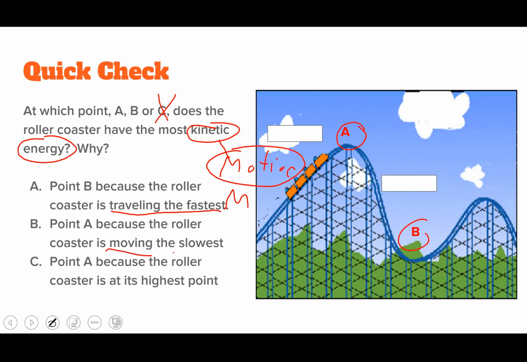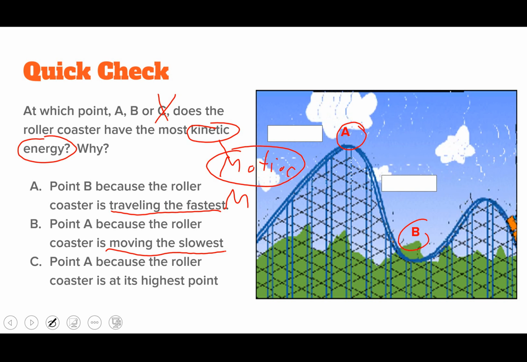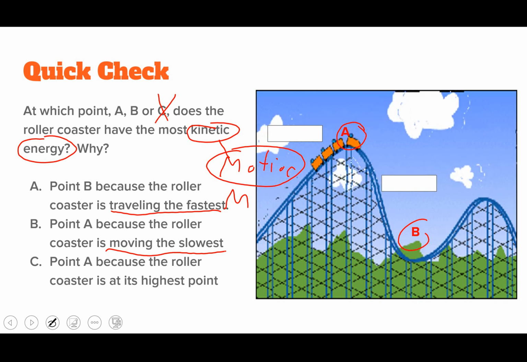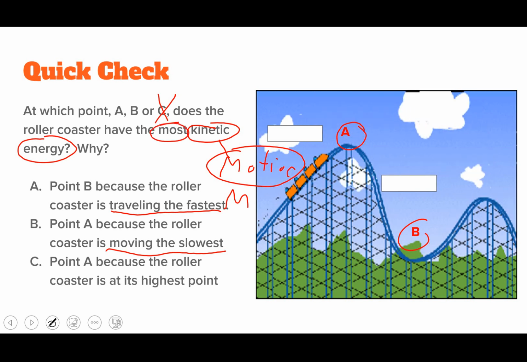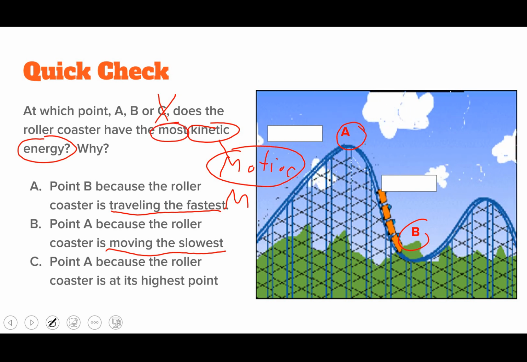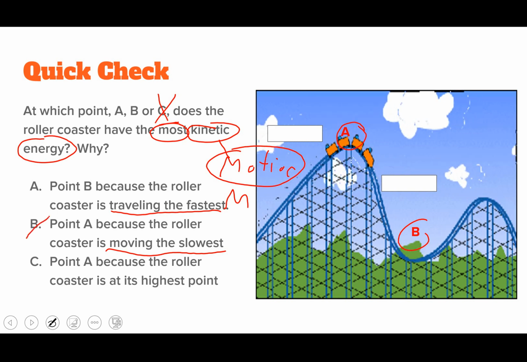All right, B. Point A, because the roller coaster is moving the slowest. So if we're talking about moving the slowest, if it's the energy of motion, if it's moving slow, is it going to have a lot of that energy or a little bit? We're looking for the most kinetic energy. Therefore, that cannot be the answer.